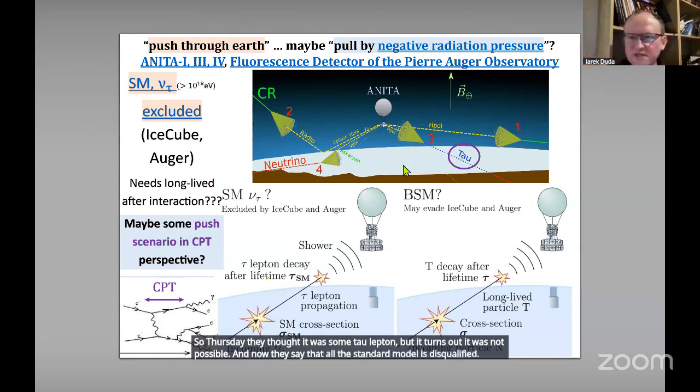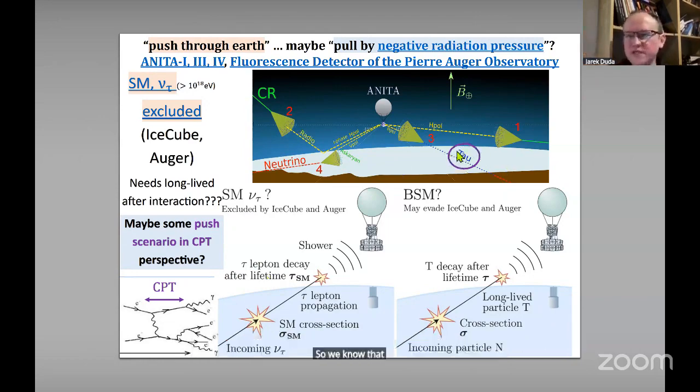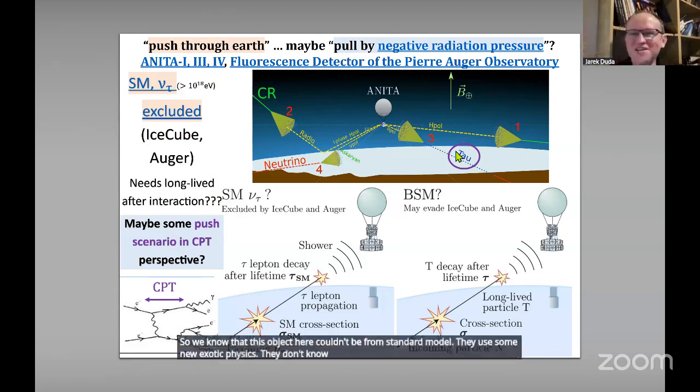And now they say that all of the Standard Model is disqualified. So we know that this object here couldn't be from the Standard Model. They use some new exotic physics. They don't know where to search. So it sounds terrible. But maybe it wasn't pushing through air, but maybe it was pulling from above.